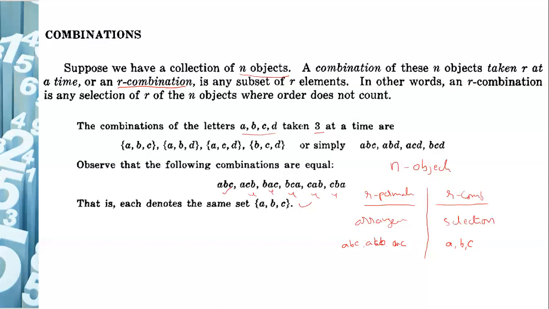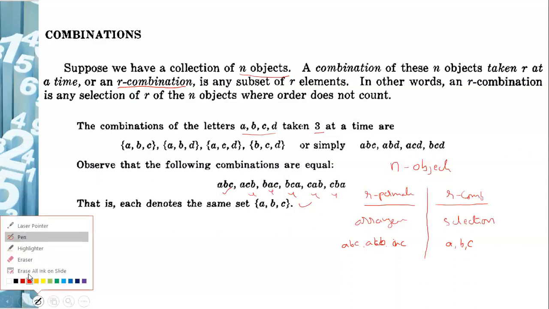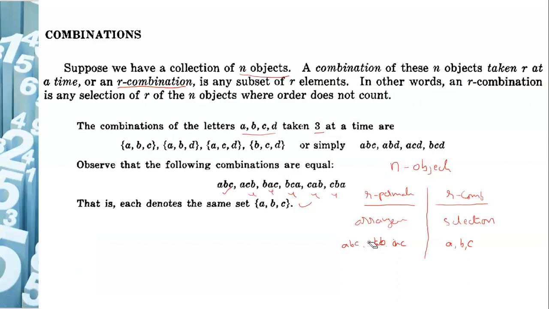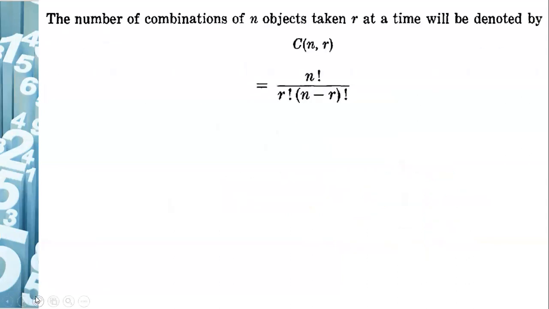So one combination is giving so many permutations, right? So I'll explain that one.